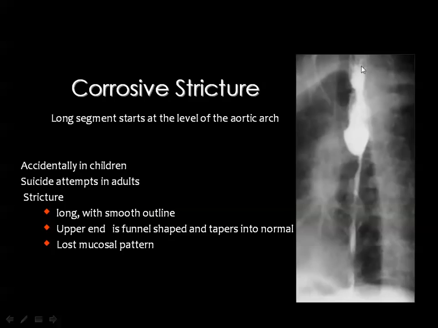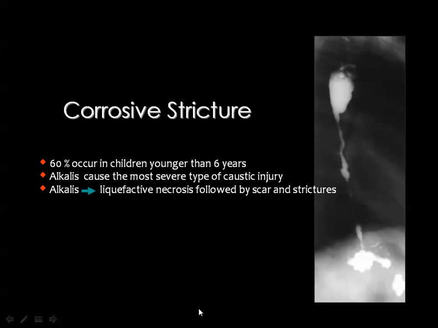And then you know that the corrosive stricture is usually a long, smooth stricture, and it usually starts at the level of the arch of the aorta, where there is some delay of the barium bolus at this level due to compression of the esophagus by the arch of the aorta.